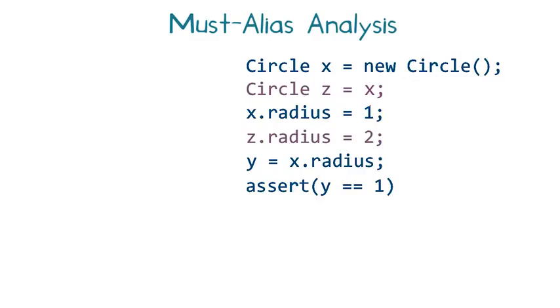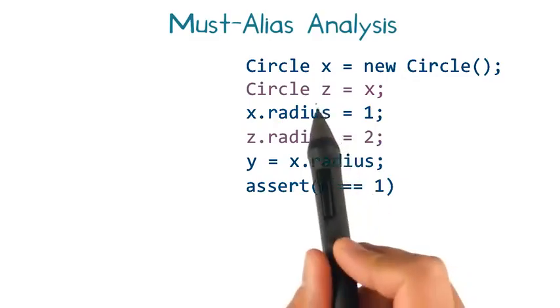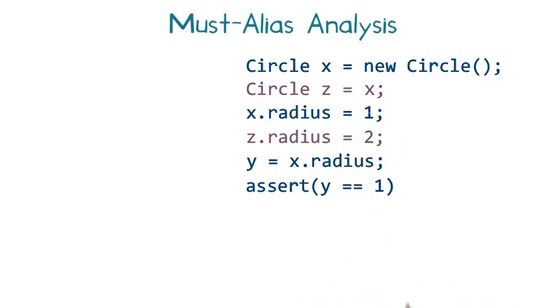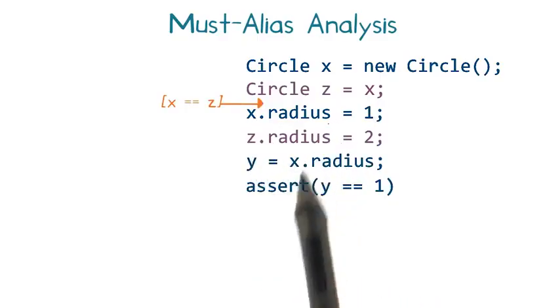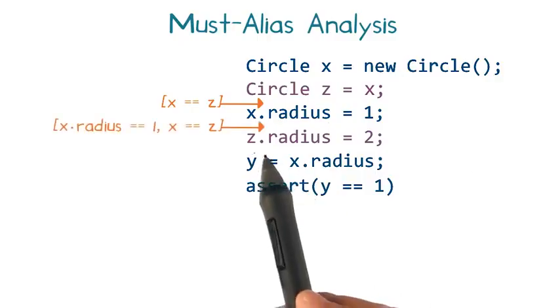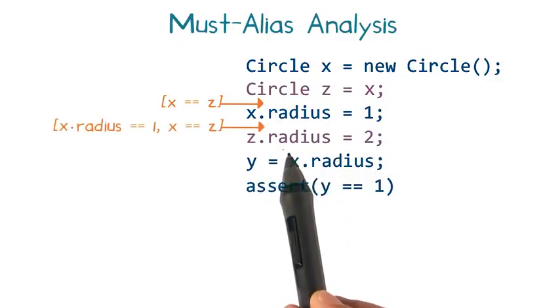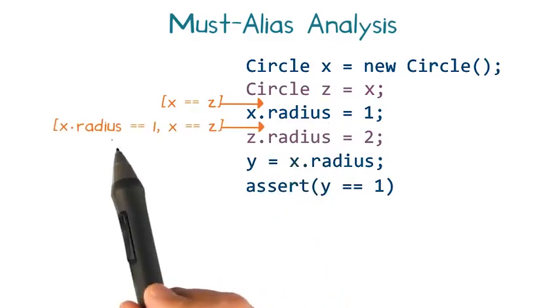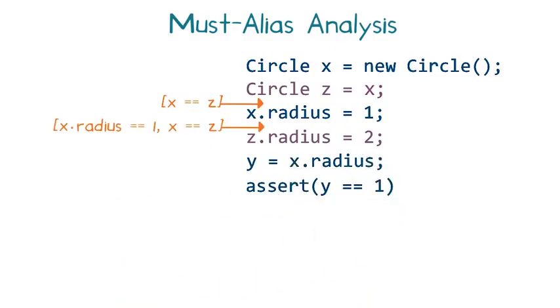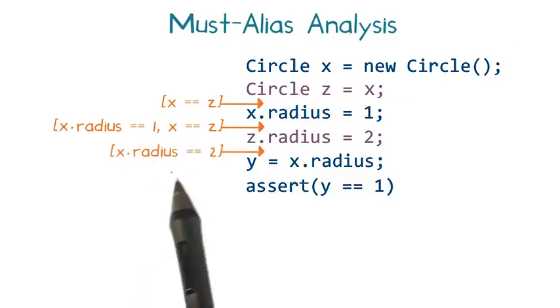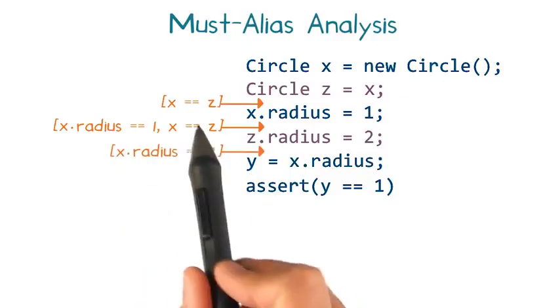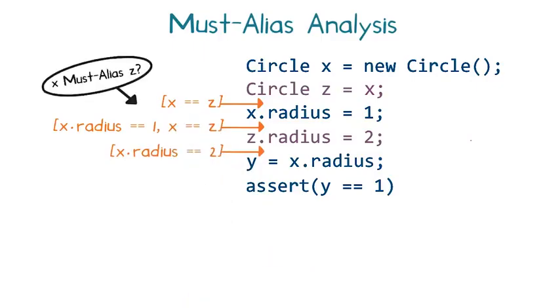In this case, our analysis proceeds as follows. After this assignment to z, we infer that x and z denote the same circle. Continuing further, after this assignment to x.radius, we infer that the value of x.radius is 1. And after analyzing the assignment to z.radius, we conclude that the value of x.radius becomes 2 after this assignment. We are able to conclude this fact because we tracked the fact that x and z must alias. Finally, we look at the assignment to y.